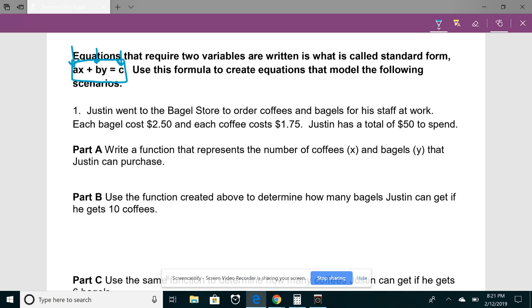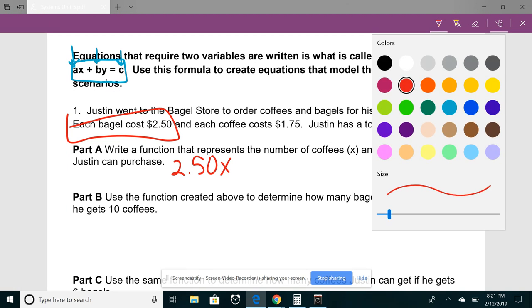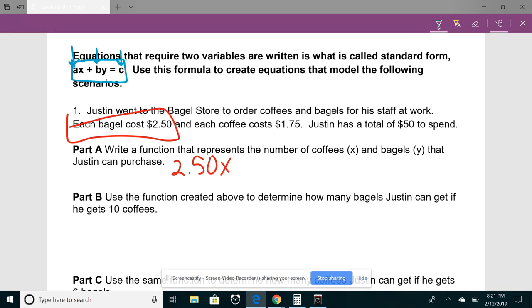So we're going to write a function in part A that represents the number of coffees X and bagels Y that Justin can purchase. So I'm going to start off with the coffees. Since each bagel costs $2.50, that's going to be my rate. So I'm going to call that 250x. And the bagels, Y, oh, I'm sorry, I messed that up. Good thing I checked myself.